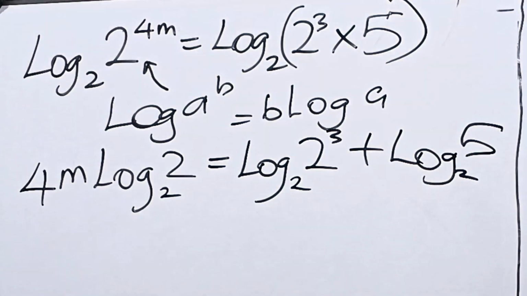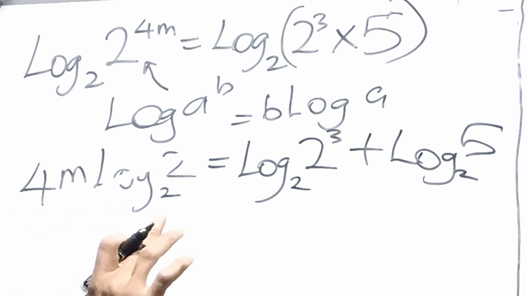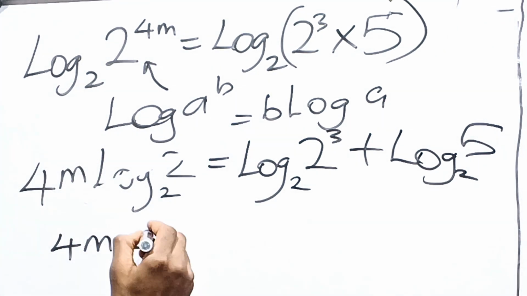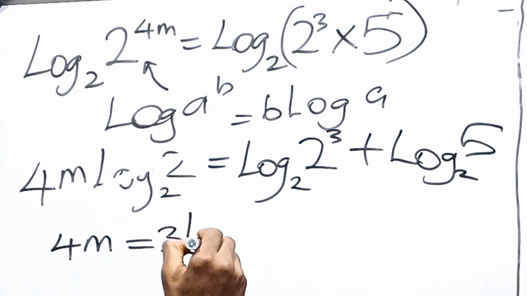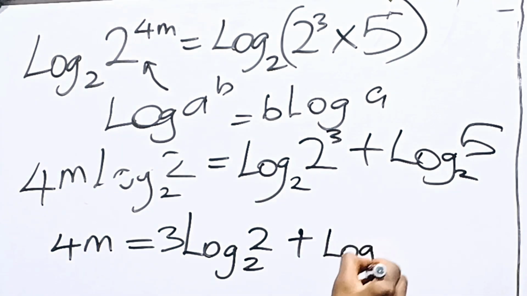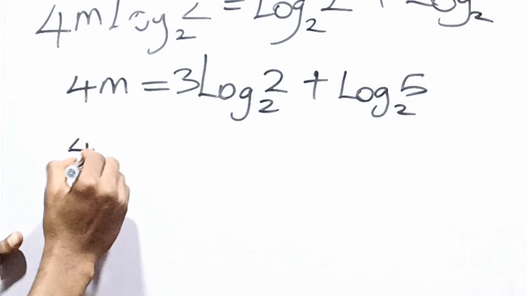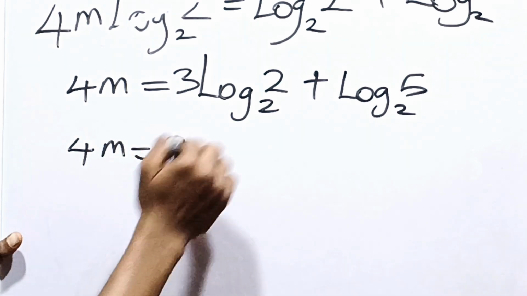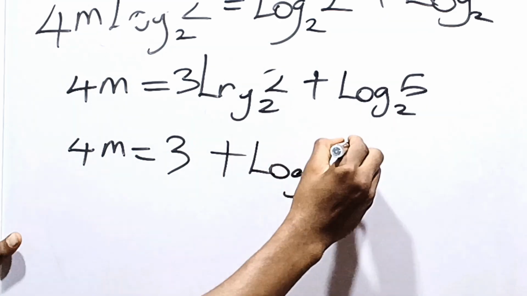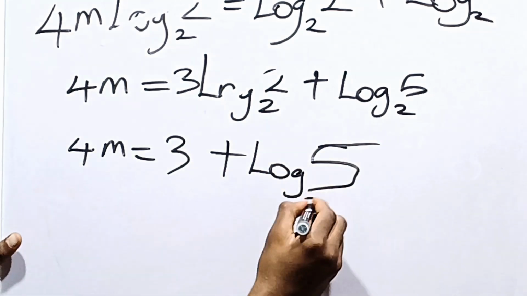Alright? Now, moving on from here, the log of a number to its own base is 1. That's a rule. 1 times 4m is 4m. So we have 4m equal to 3 multiplied by log of 2 to base 2 plus log of 5 to base 2. Now, log of 2 to base 2 is 1, so that will strike out, and what you're left with is plus log of 5, okay, so this is 5 to base 2.